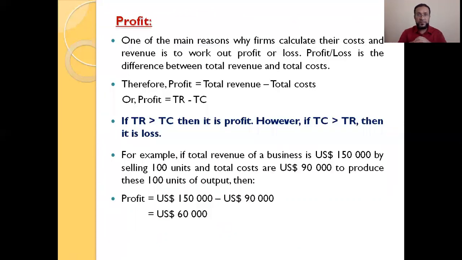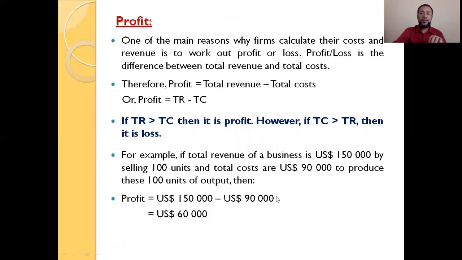Now come to the profit. One of the main reasons why firms calculate their cost and revenues is to work out profit or loss. Profit or loss is the difference between total revenue and total cost. Therefore, profit equals total revenue minus total cost, or profit equals TR minus TC. This is very important. See here, if TR, that means total revenue, is greater than total cost, then it is profit. And if TC, or total cost, is greater than total revenue, then it is loss.